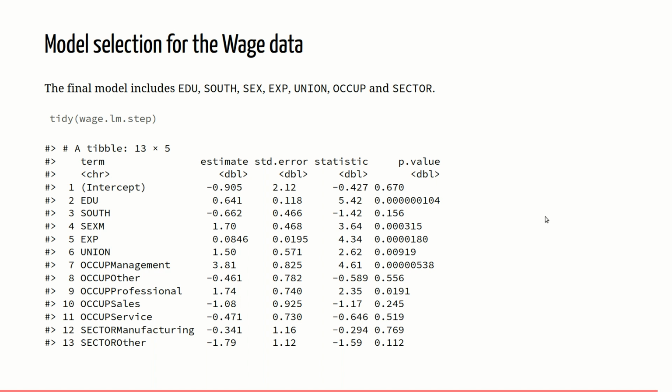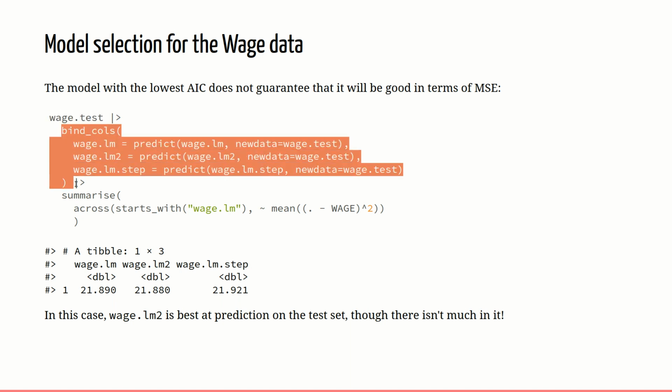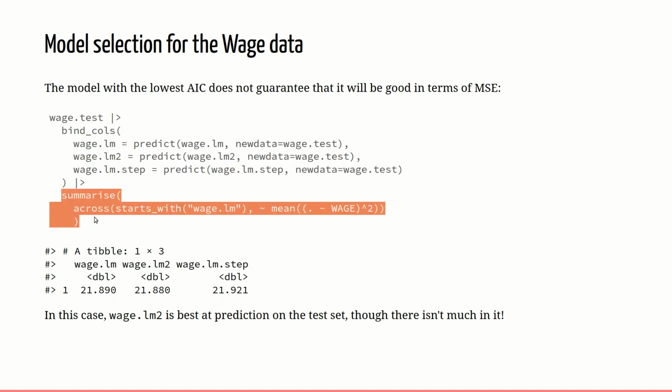So now we've got three models. We've got wage.lm, which was the one fit on all of the variables. We've got wage.lm2 where we removed race, and then we've got the result from our AIC stepwise elimination, wage.lm.step. And we could then compare all of these on our separate test set for which we know the answer. So here I'm taking our test data, I'm binding a prediction from each one, and then I'm computing the mean square error across all of them at once.